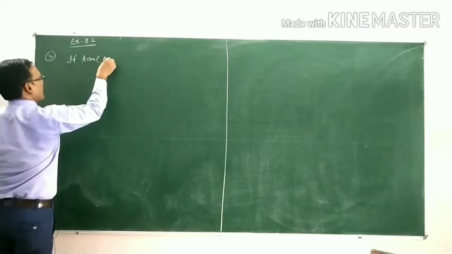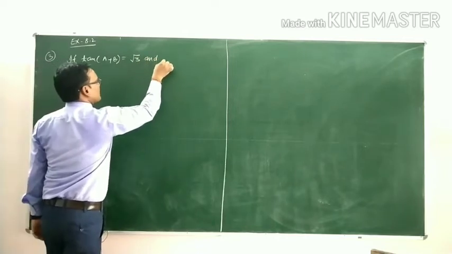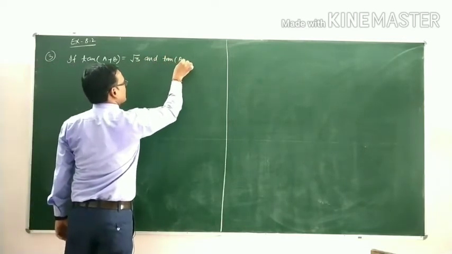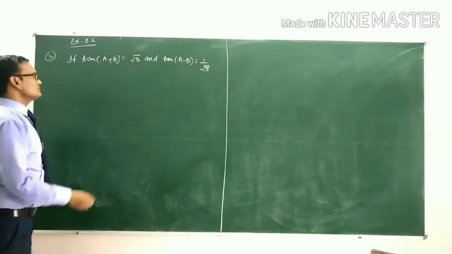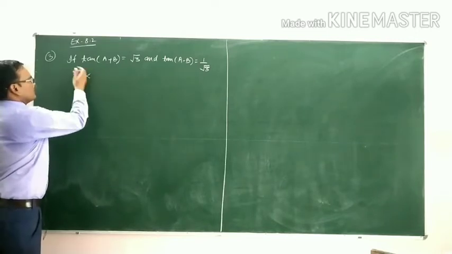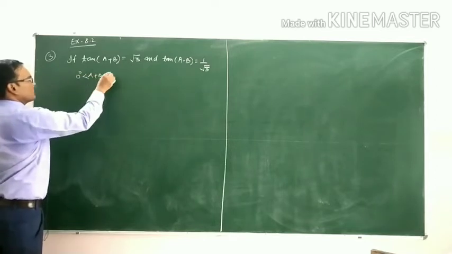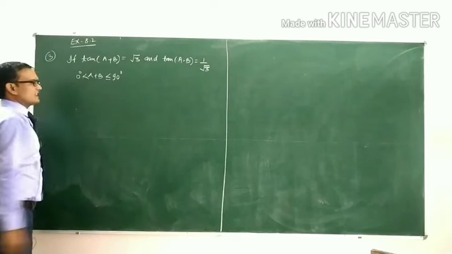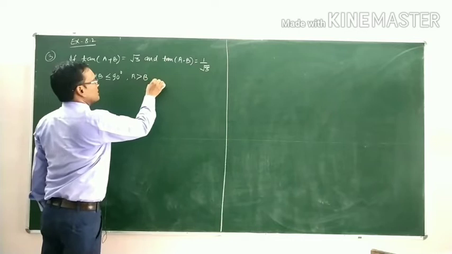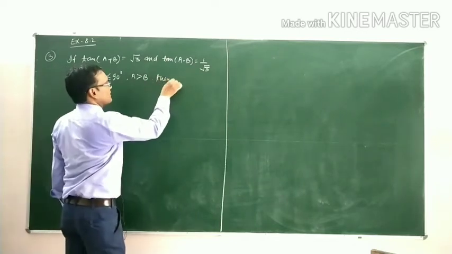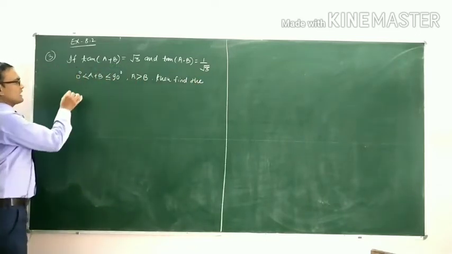If tan(A + B) equals square root 3 and tan(A - B) equals 1 upon square root 3, where A + B is greater than 0 degrees and less than or equal to 90 degrees, and A is greater than B, then find the value of A and B.